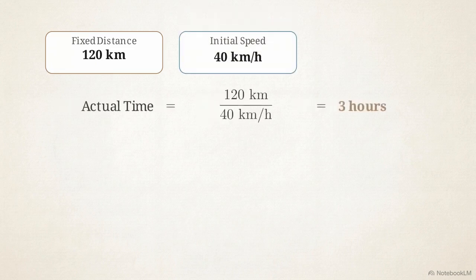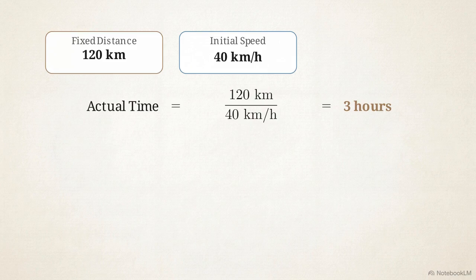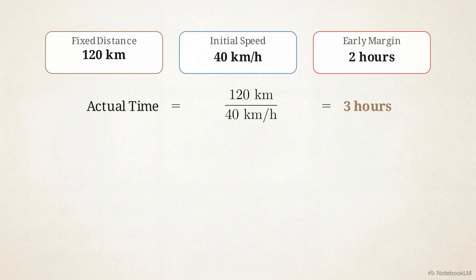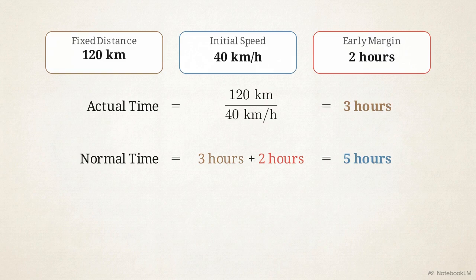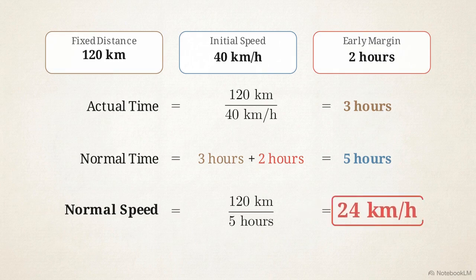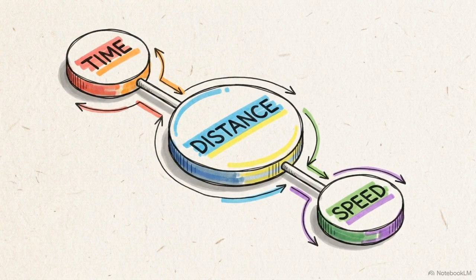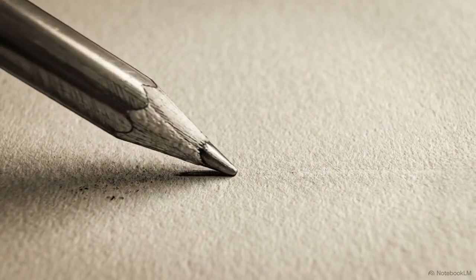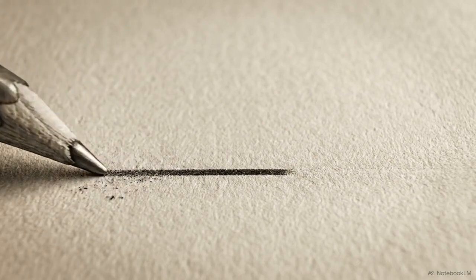Dividing that by the initial speed of 40 kilometers per hour shows that the first trip took 3 hours. The prompt says that traveling at 40 kilometers per hour made the boy 2 hours early. If he arrived in 3 hours but was 2 hours early, his intended travel time was 5 hours. To find the normal speed, divide the 120-kilometer distance by that 5-hour normal time. This results in a final speed of 24 kilometers per hour. The distance calculated via the master formula allows for the derivation of every other value. Once you have the distance, finding the normal time or normal speed is a matter of simple division.